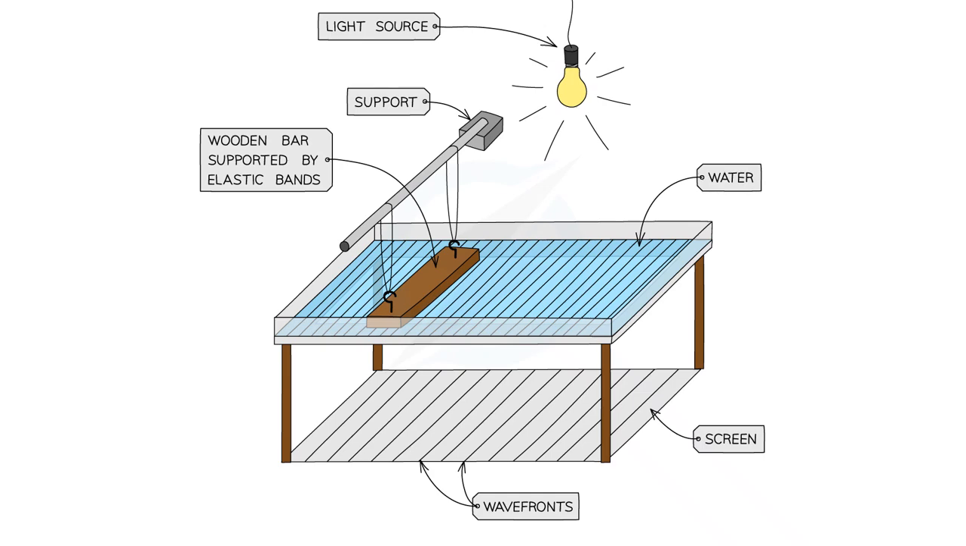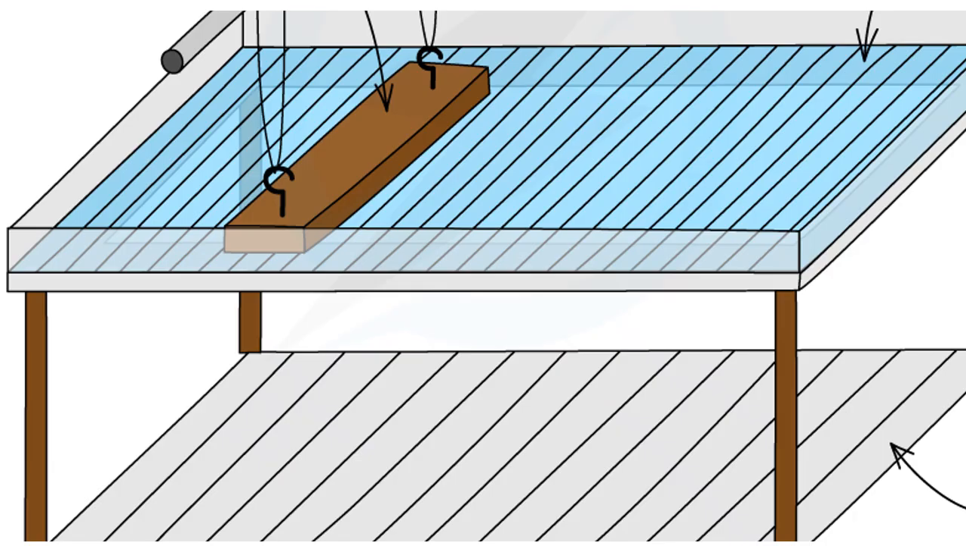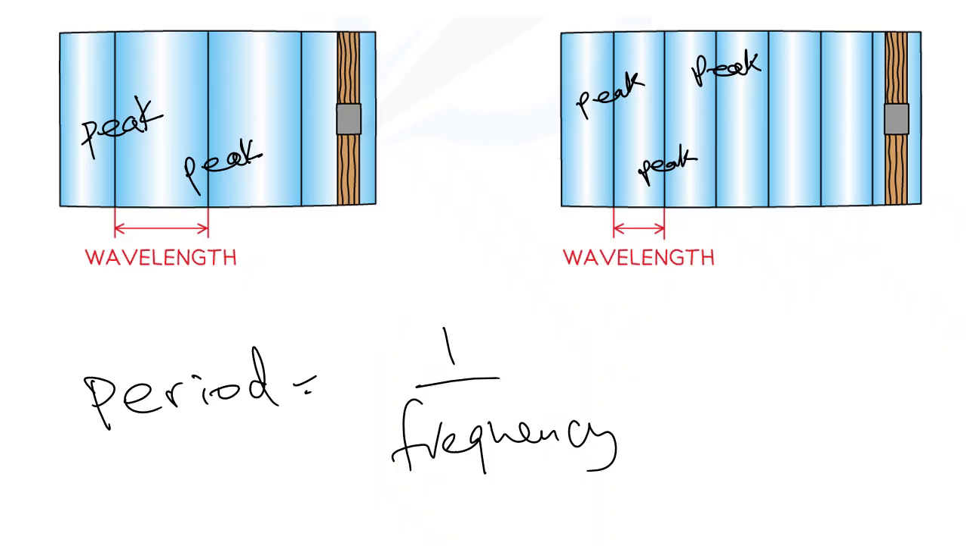Now let's look at this. This is a ripple tank. If we zoom in, so here we have the peak to peak is the wavelength. So if you have a look on the right hand side, the wavelength has gone down compared to the one on the left. So the wavelength is from peak to peak, and the symbol for period is T, the symbol for frequency is F. So 1 over the frequency is the period.